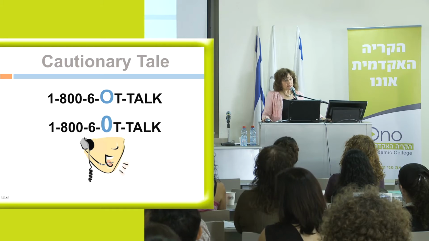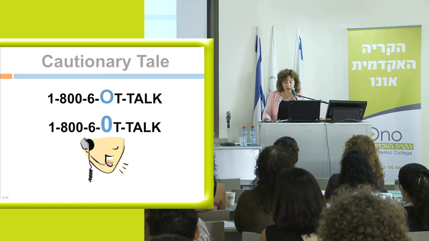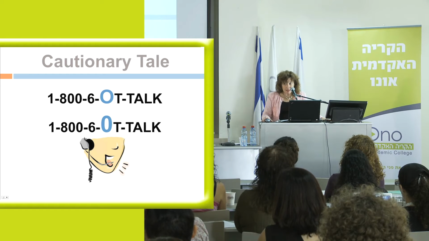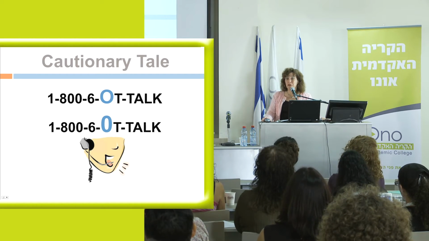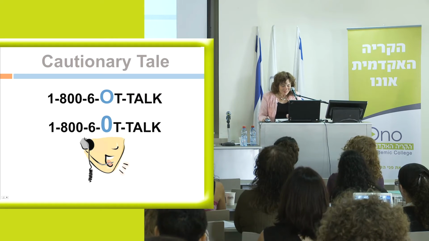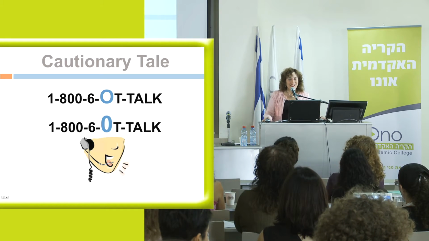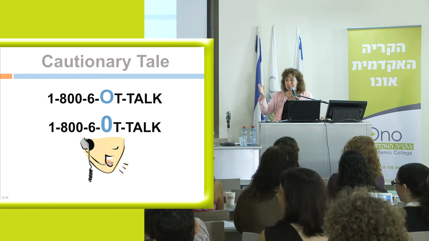Unfortunately, this mistake was quite glaring, since the 1-800-6-0-T connected callers to a sex line in Florida. It could change the face of the profession.